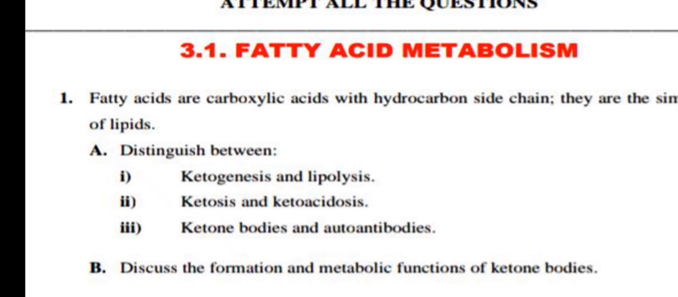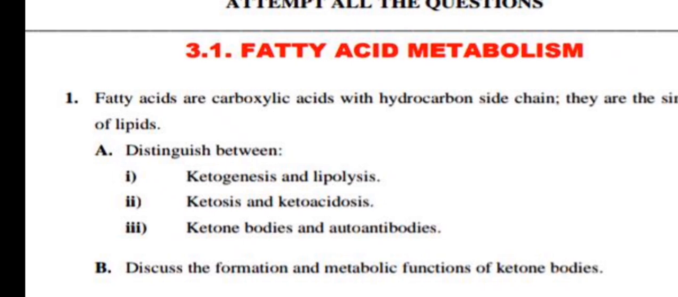While autoantibodies, these are antibodies that fight against one's own immune system, or that fight one's own body system. That is the difference. So ketone bodies are just energy source molecules that are produced from excess acetyl-CoA and can be used as energy source molecules during starvation. Then autoantibodies are antibodies that fight against one's own body. That is the difference between the two.